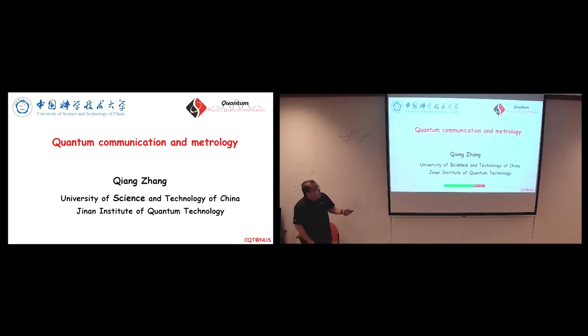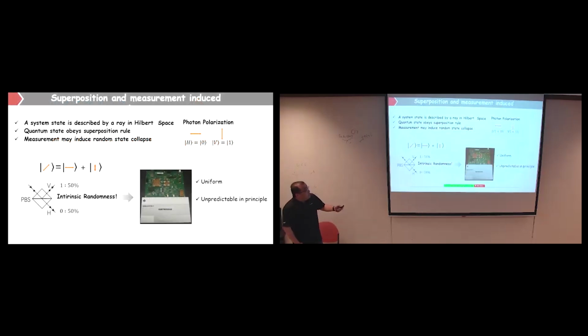The title will be quantum communication and metrology. Metrology is something we are recently doing. And of course, we know the basic principles of superposition and measurement-induced randomness. Anyway, we know the quantum state is described by a ray in Hilbert space, and then the superposition rules, and the measurement may induce a random state collapse. You can use that to build a quantum random number generator.